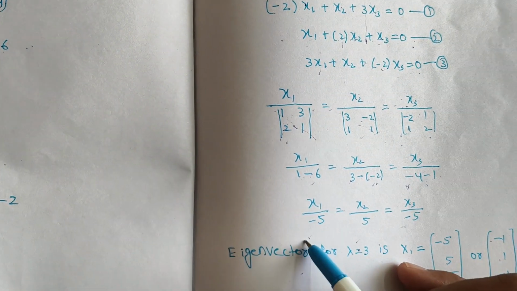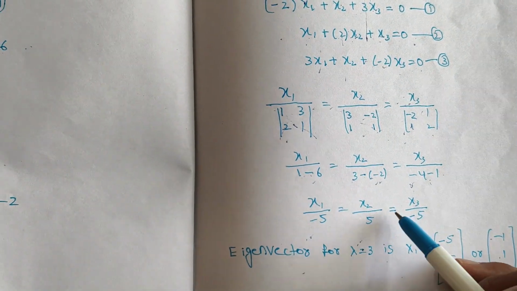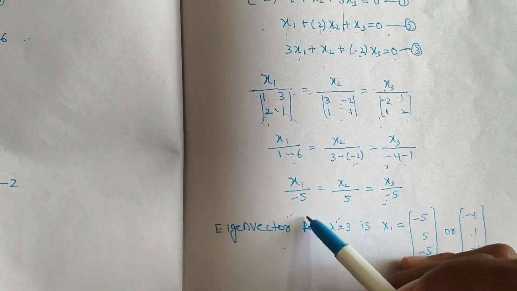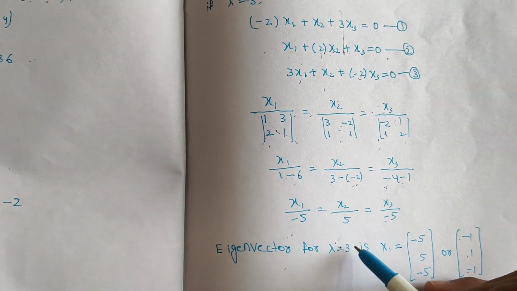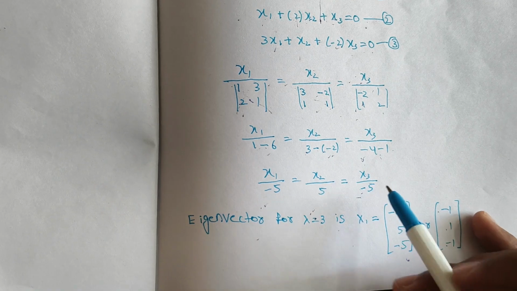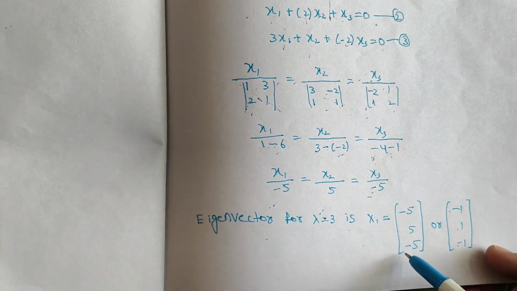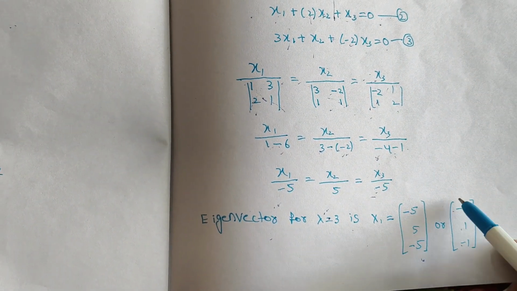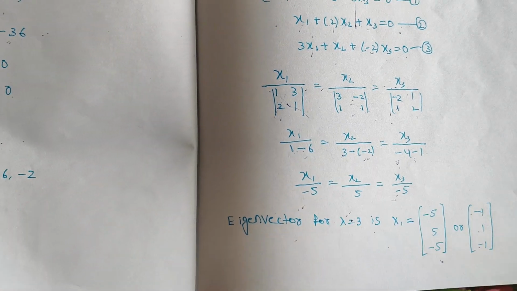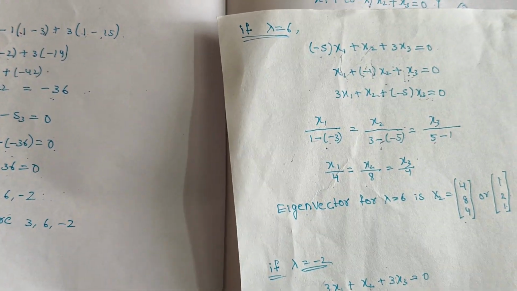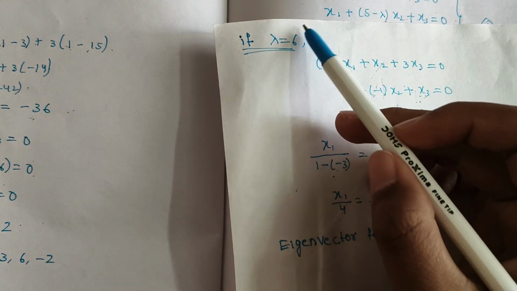x1 divided by minus 5, x2 divided by 5, x3 divided by minus 5. The eigenvector for lambda equal to 3 is x1 equal to minus 5, 5, minus 5. We can write this like this also: minus 1, 1, minus 1. Now we have to find eigenvectors for lambda equal to 6.